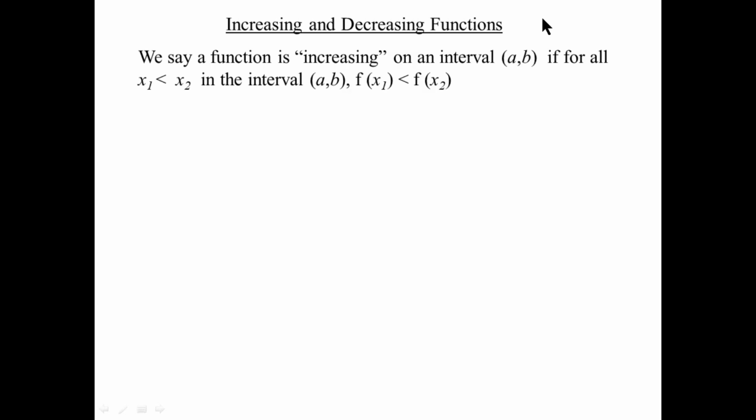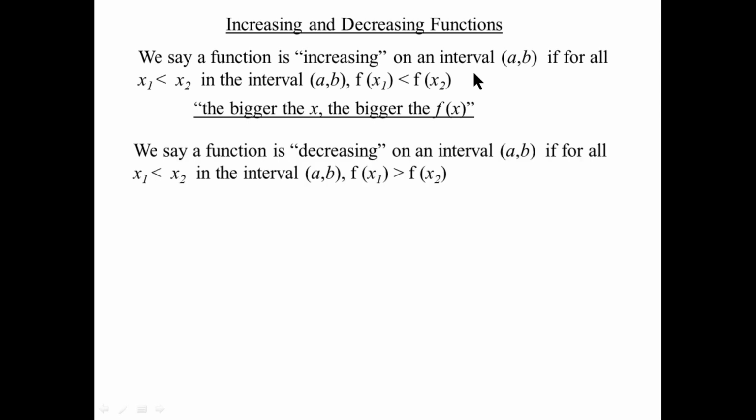We say a function is increasing on an interval AB if for all x1 less than x2 in the interval AB, f of x1 is less than f of x2. Or in the vernacular, the bigger the x, the bigger the f of x. Notice x1 grows to become x2. x1 is less than x2. And f of x1 grows to become f of x2. The bigger the x, the bigger the f of x.